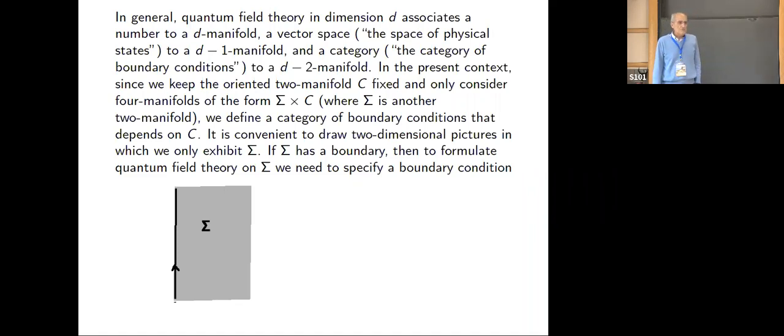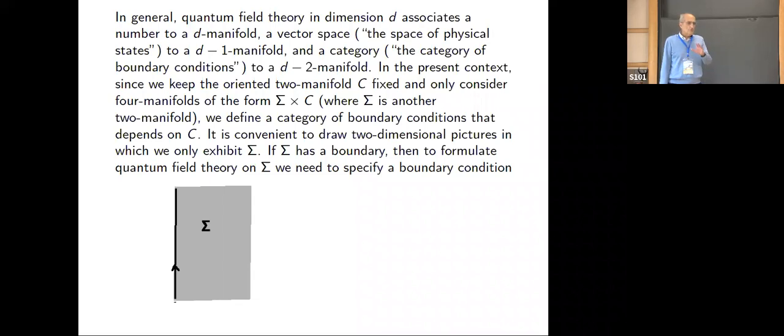In the present context, although the theory is in 4 dimensions, we're going to specialize to 4 manifolds of the type sigma times C, where C is the 2 manifold studied in geometric Langlands, and sigma is some other 2 manifold. We will keep C fixed, but we'll vary sigma. Since we keep C fixed, we effectively will have a 2-dimensional topological field theory that depends on C as a kind of parameter. So we'll be doing 2-dimensional topological field theory, but it will depend on C. So in this situation, we define a category of boundary conditions that depends on C.